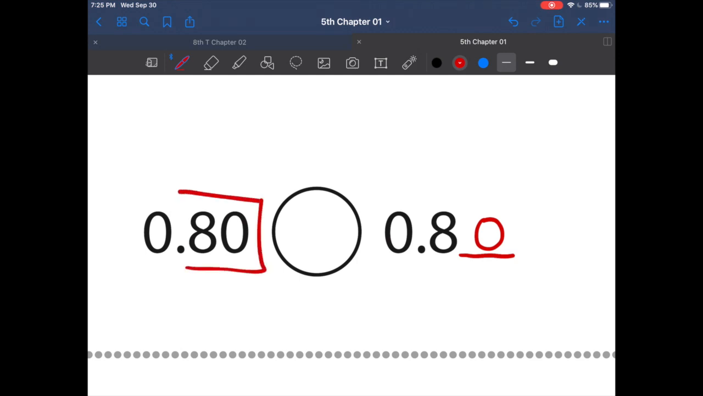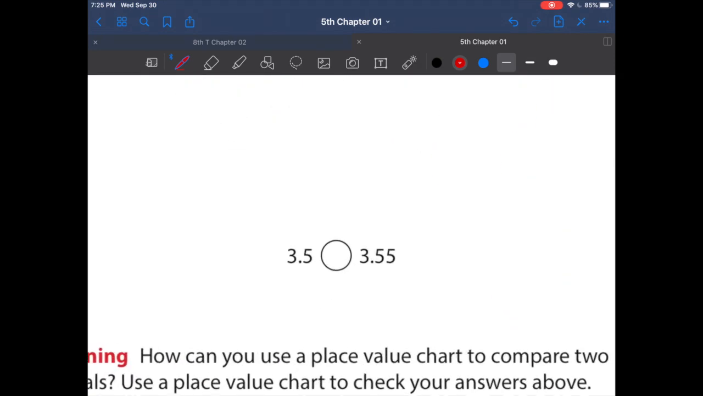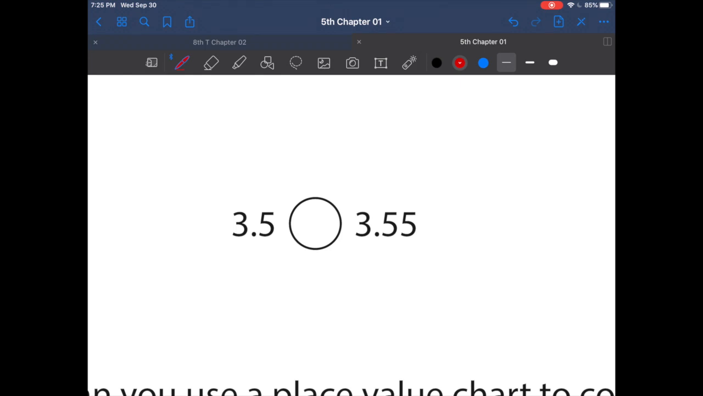So what number would this be? That would be 80, and this would also be 80. So is this less than, greater than, or equal to? This would be equal to. All right, let's try the last one. Let's see what's going on.